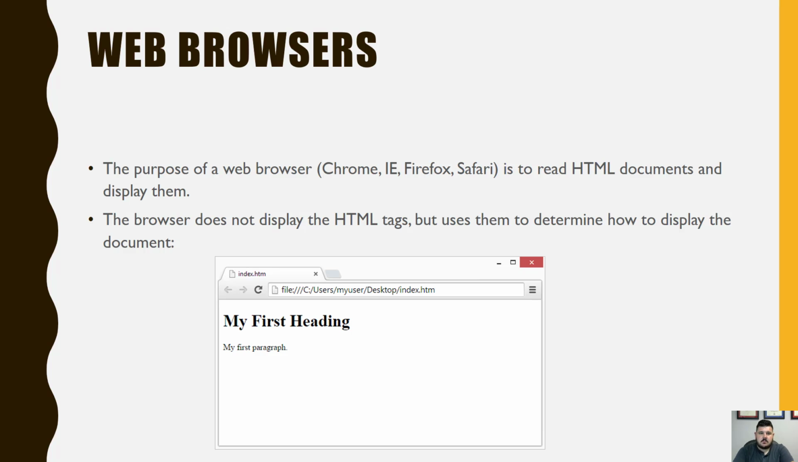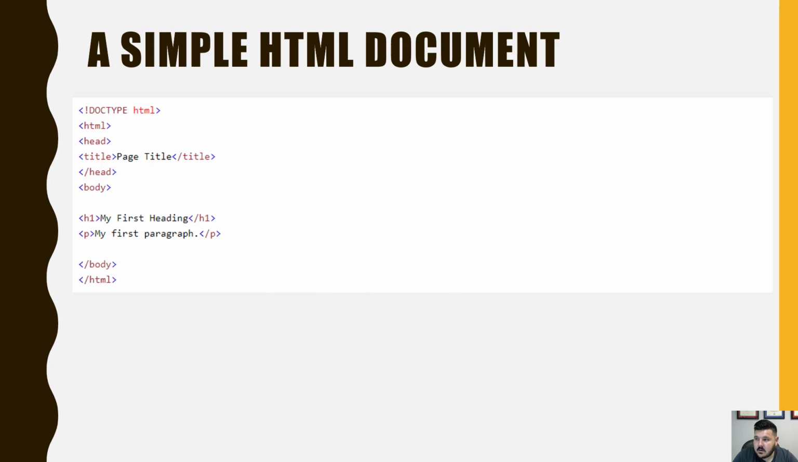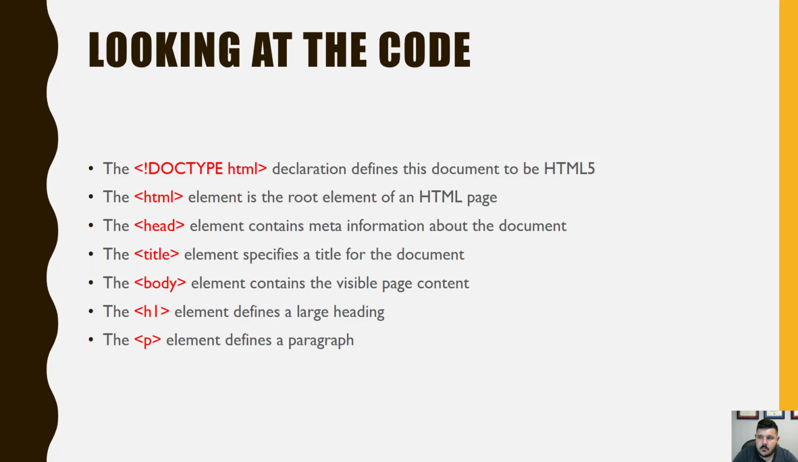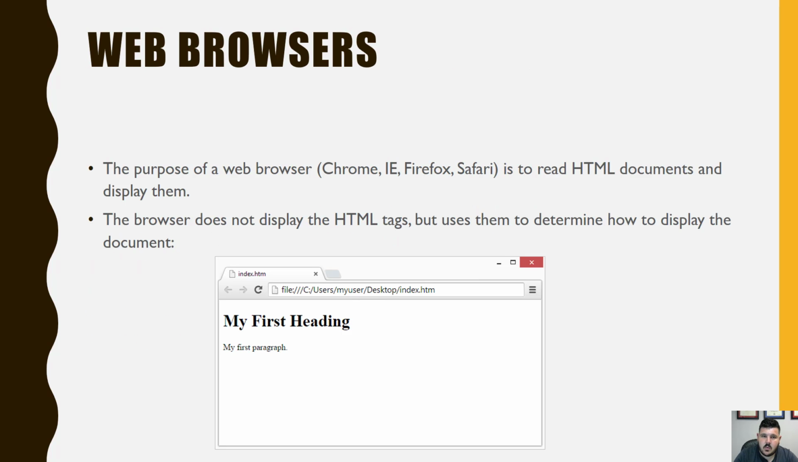So web browsers. There's a bunch of different web browsers. Some of the most used are Chrome, Internet Explorer, Firefox, and Safari. Their job is to read HTML and display the content. And like we had previously said, the browser does not display the HTML tags, but it uses them to determine how it's going to display the document. So right here we have my first heading, my first paragraph, and right here we have all the HTML markup. So the web browser's job is to translate that into what we see here.